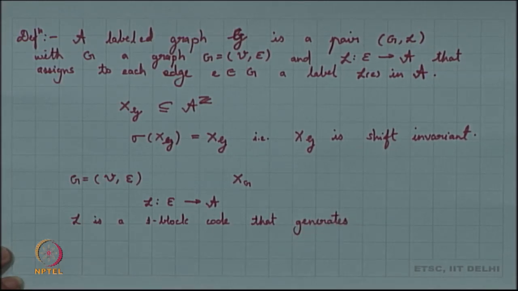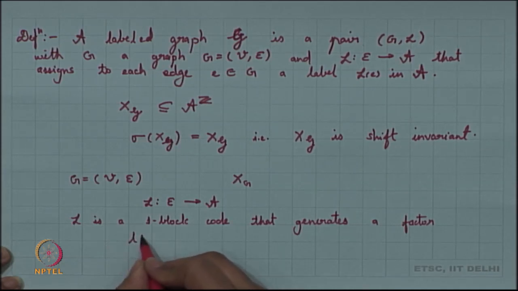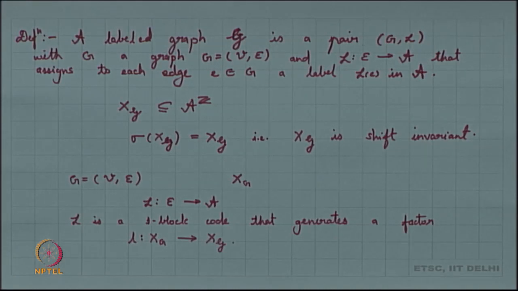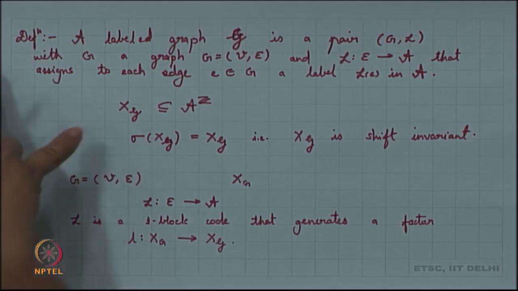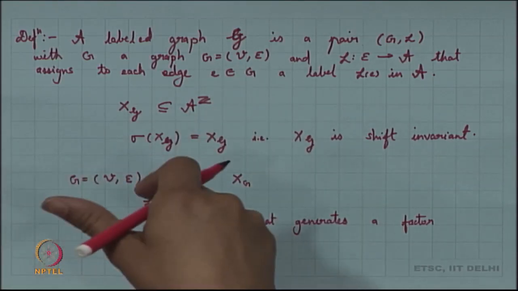And what does it generate? It generates a factor code. It generates a factor. Let me call that factor L. It generates a factor from this X_G to X_G. So, what do we have here? We have X_G, a subshift of finite type, and the new shift, which is defined using the labeled graph, happens to be a factor of this subshift of finite type.